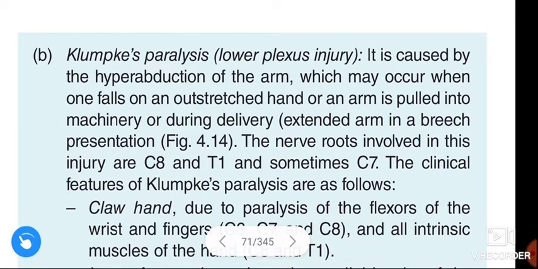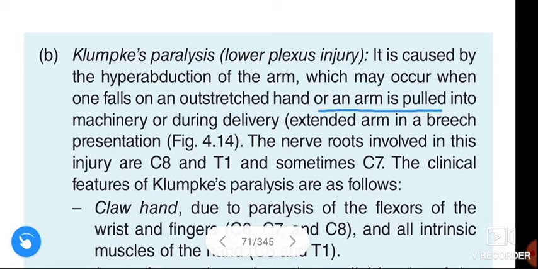Klumpke's paralysis is also called lower plexus injury. It is caused by hyperabduction of the arm, which may occur when one falls on an outstretched hand, or an arm is pulled into machinery, or during delivery presentation.